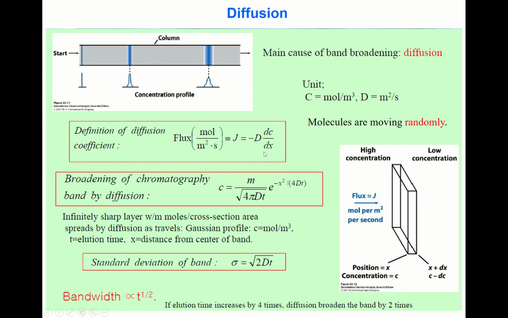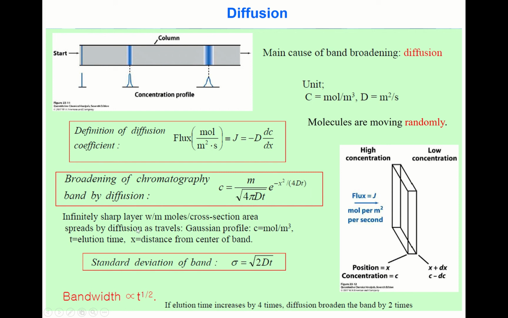And let's apply this diffusion coefficient to the chromatography, and since the curve follows a Gaussian distribution curve, here we get this rather complicated equation. Okay, this is the band broadening. Broadening of chromatography band by diffusion, only diffusion. C is the concentration. It follows this curve. Okay, this is Gaussian distribution curve.